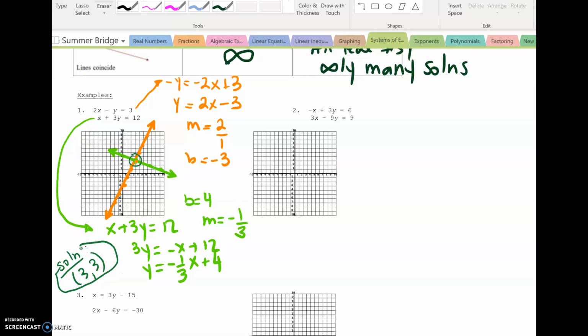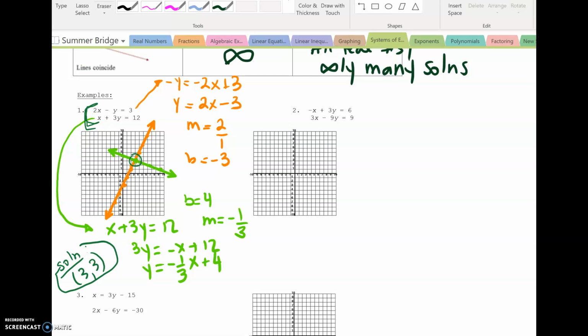And again, you can check your answer by plugging 3, 3 into both equations, and you should get the right answer. I always suggest plugging it into the original ones right up here. That's what I would always recommend, okay? But that is our solution. Let's try the next one, okay?